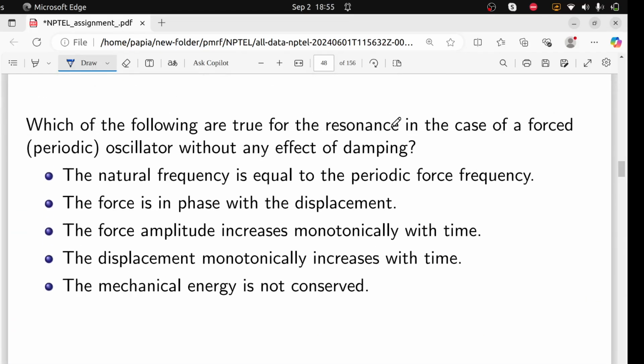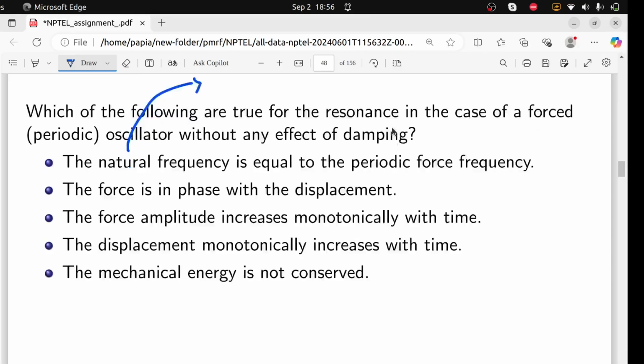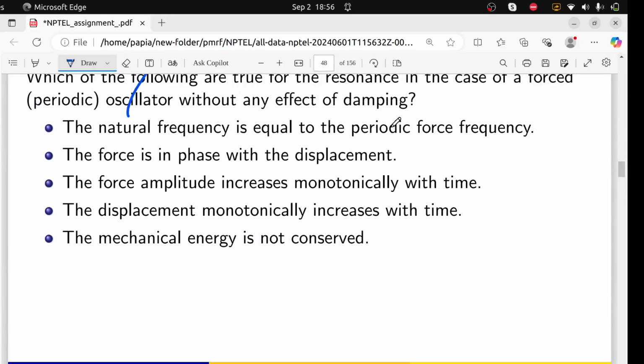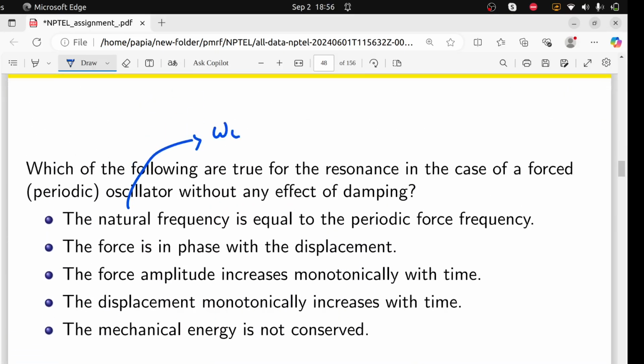Now coming to the question. Which of the following are true for the resonance in the case of a forced periodic oscillator without any effect of damping? Natural frequency is equal to the periodic force frequency. It is okay for the resonance case. For resonance, gamma equals omega 0. So for resonance, the natural frequency, which is omega 0, and the periodic force frequency gamma should be equal.